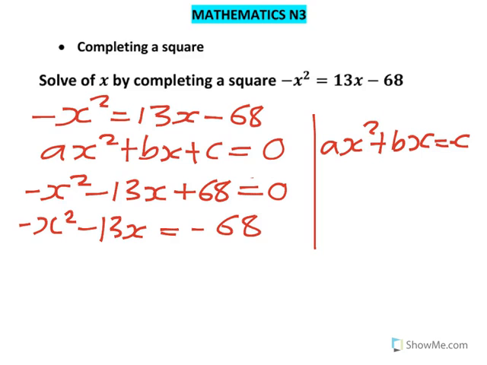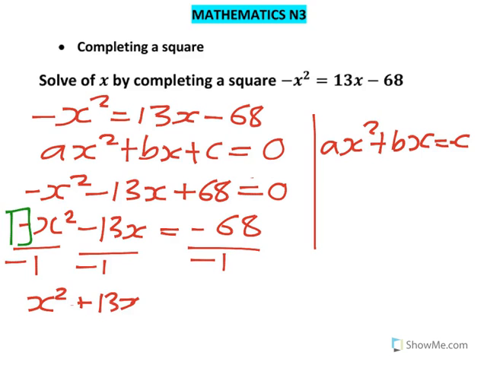But what are you noticing? There is a sign there, and that sign is not supposed to be there. What do you do? You divide by negative 1 on both sides, so that you have got x squared plus 13x is equal to plus 68. Then you can now complete a square.